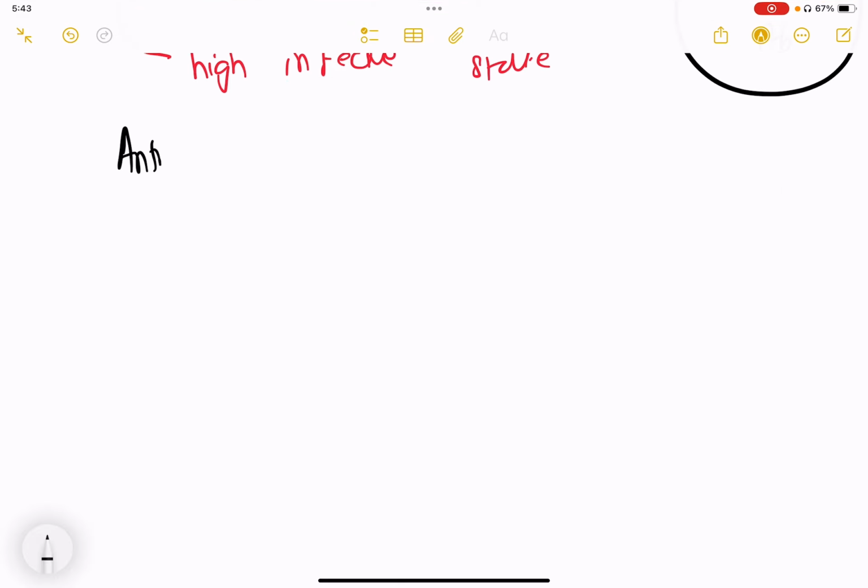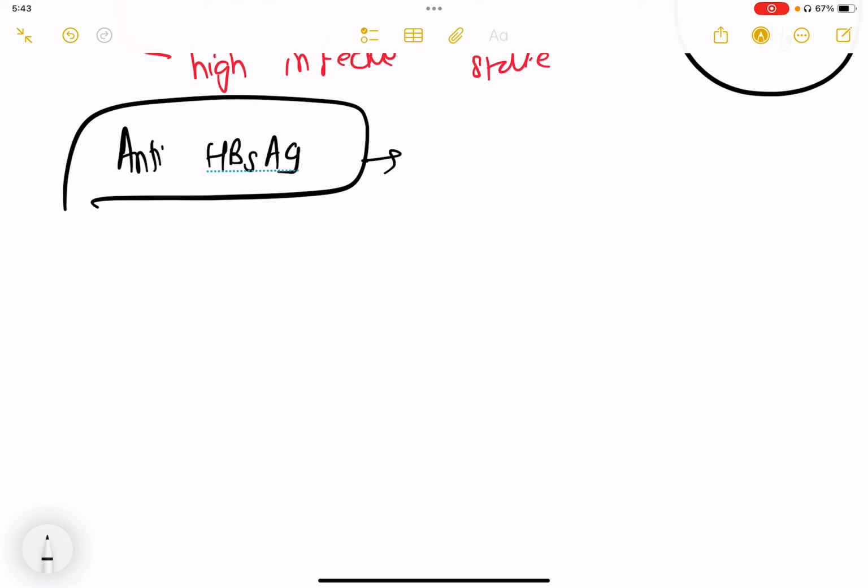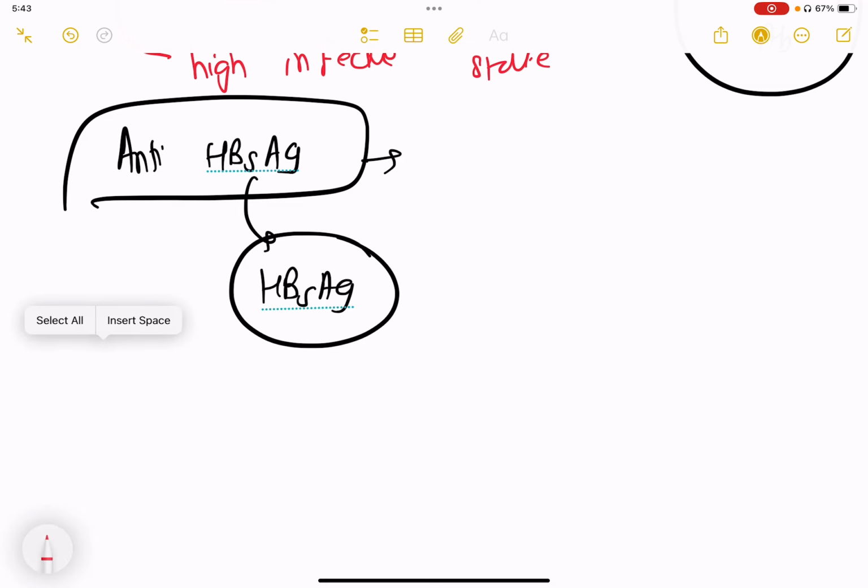Coming to anti-hepatitis B surface antigen, it usually appears as soon as the hepatitis B surface antigen starts reducing in the blood, meaning the body is moving toward getting cured of the hepatitis B infection. Most of the time, this remains positive for the rest of life. This hepatitis B surface antibody is a protective antibody. It protects from hepatitis B for the remaining life of the patient.